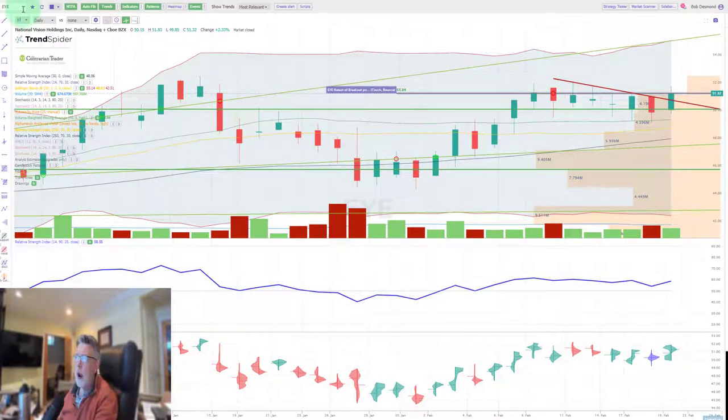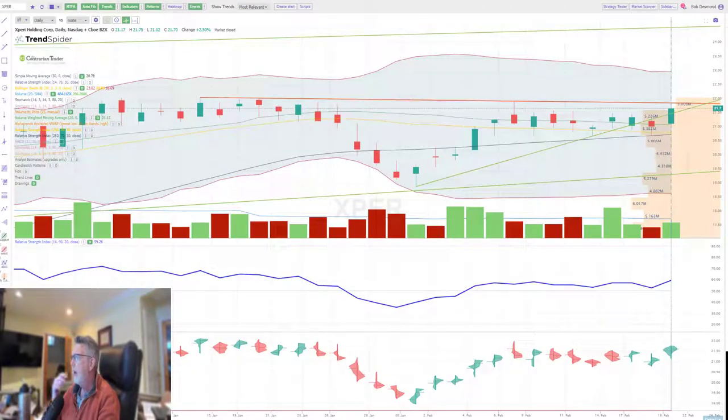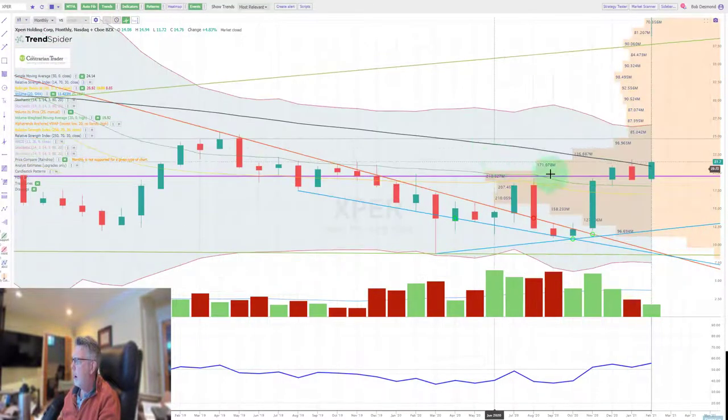So EYE looking very good into the new trading week. XPER, this is a semi-play. Now, take note here of how we broke out above resistance in December.